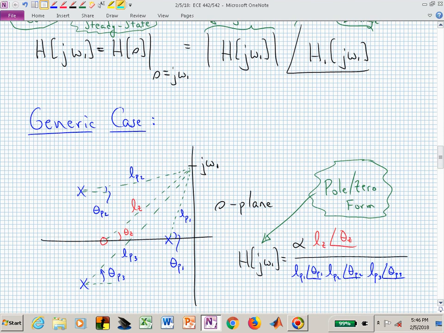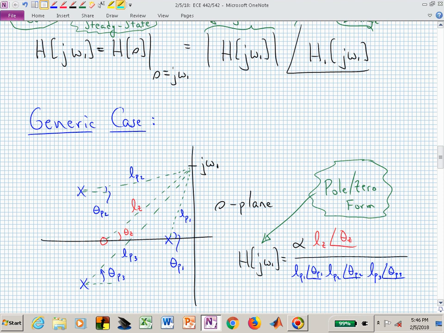For a generic example, here I have a transfer function H of s. This isn't looking good. I'm already starting to lose my voice, and I have another how many minutes? Anyway, we'll see how it goes.